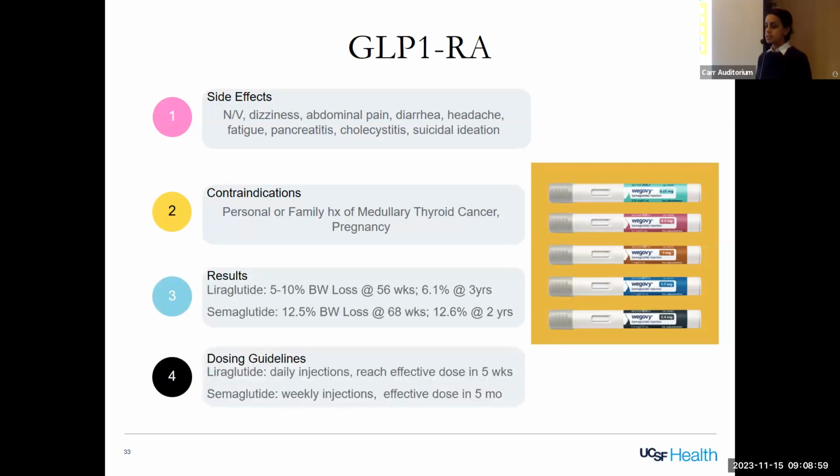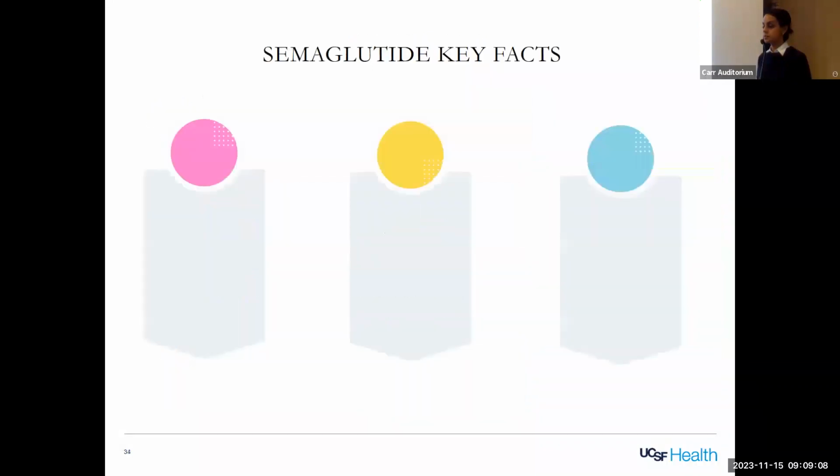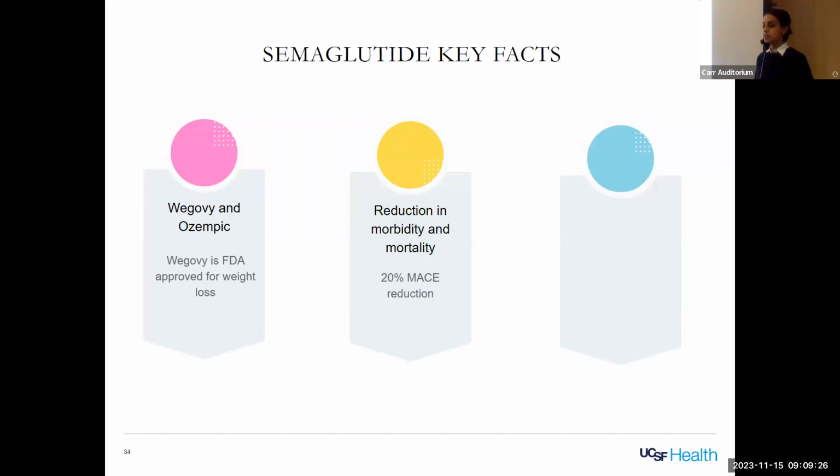And in terms of dosing, liraglutide or Saxenda is a daily injection, and semaglutide or Wegovy is a weekly injection that takes 5 months to reach effective dose. So some key facts. Wegovy and Ozempic are the same generics, but they are not the same in the eyes of the FDA or in the eyes of insurance companies. Wegovy is FDA approved for use in obesity, and Ozempic is FDA approved for use in diabetes. We do now see a reduction in morbidity and mortality with semaglutide, and Wegovy is incredibly expensive.